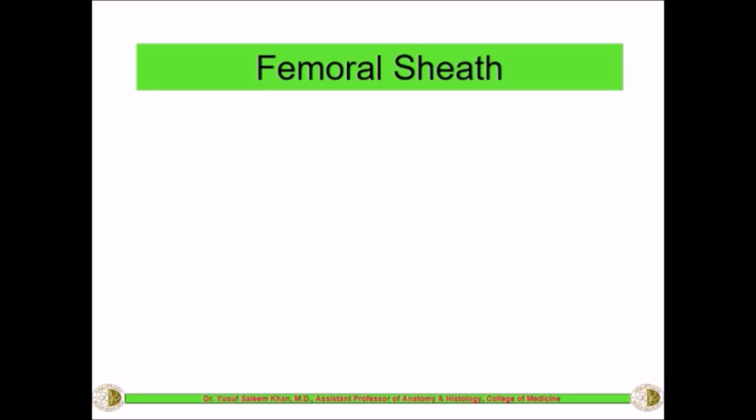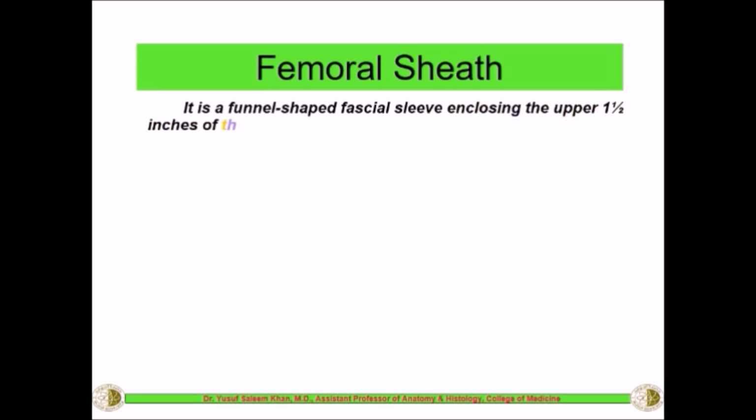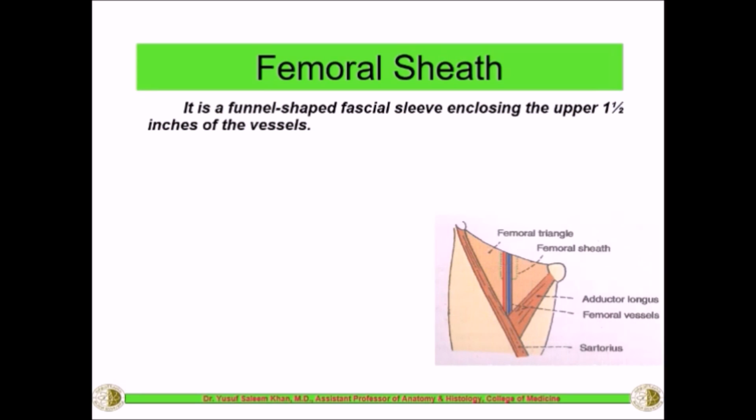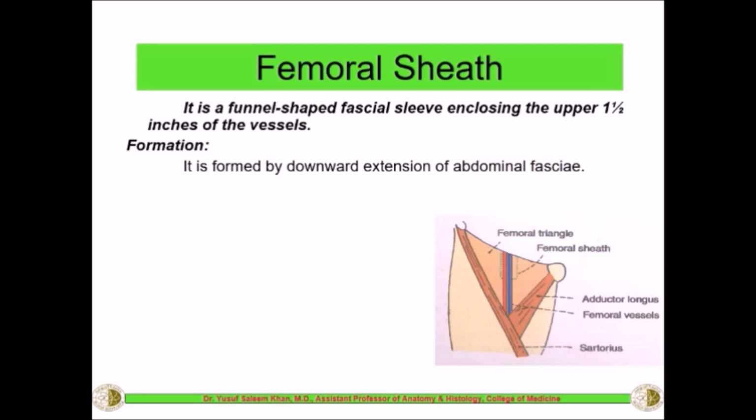As we said, the femoral sheath will be present in the femoral triangle. It is a funnel-shaped fascial sleeve enclosing the upper 1.5 inches of the vessels. If you see in this picture, this is the femoral artery and the femoral vein, and these are covered by something called the femoral sheath, which is nothing but a fascial sleeve. How is it formed? It is formed by downward extension of the abdominal fascia. The anterior wall by the fascia transversalis and the posterior wall by the fascia iliaca.